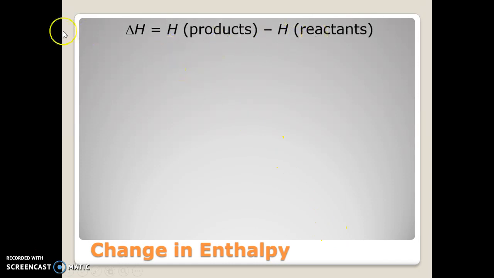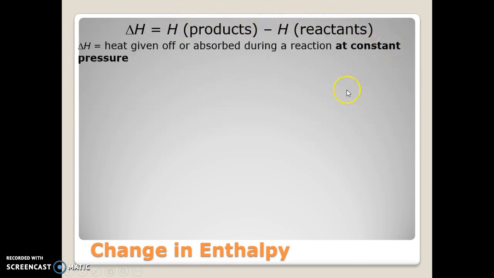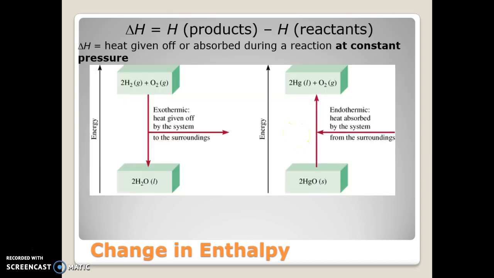So delta H is equal to the energy content of the products, the heat of the products, minus the heat of the reactants. Delta H is the heat given off or absorbed during a reaction which takes place at constant pressure. So here you have a reaction that's exothermic. The reactants producing products that have less energy is an exothermic process.